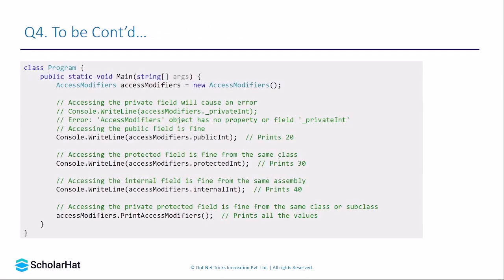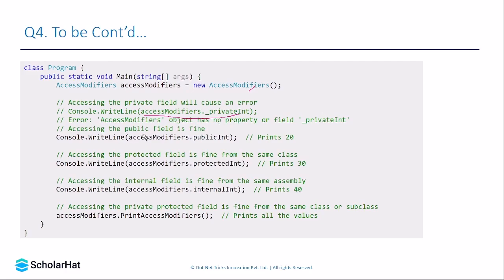We have declared a driver function or calling function, that is static void main. Here we have created the class object using the new keyword. So access modifier equals new access modifier, and this object can be used to retrieve the values available inside this class. In the first line, we are printing access modifier dot private int. In the previous slide, we saw that private int is declared as private, so we won't be able to access it outside the class as per definition. Whenever you write the statement access modifier dot private int, that will throw an error.